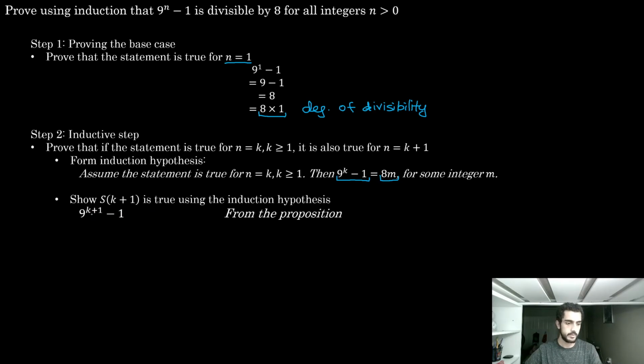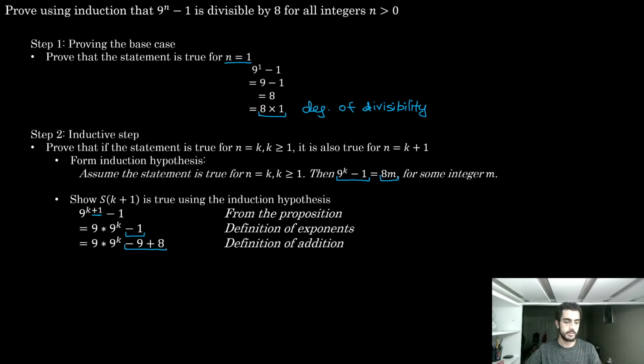And to do this, first I'm going to take this plus 1 out of the exponent and bring it out to the front. So this is simply the definition of exponents. When 9 is being multiplied, we can take the plus 1 out. And then, to turn this negative 1 into something that we can use to factor into 9 to the power of k minus 1, let's simply transform it into negative 9 plus 8. Negative 9 plus 8, through the definition of addition, we know that this is equivalent to negative 1. But now we can factor out a 9. If we factor out a 9, we get 9 times 9 to the k minus 1 plus 8. And since we're factoring, this is simply using the distributive property of multiplication.